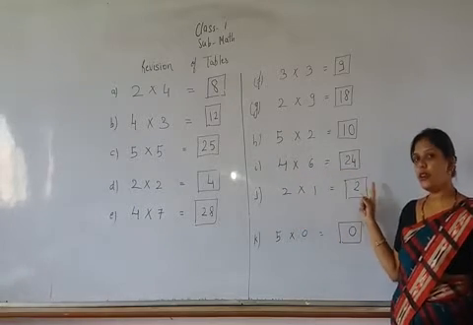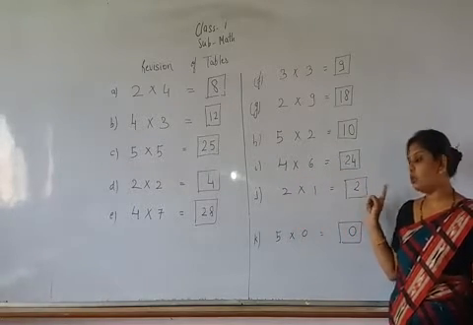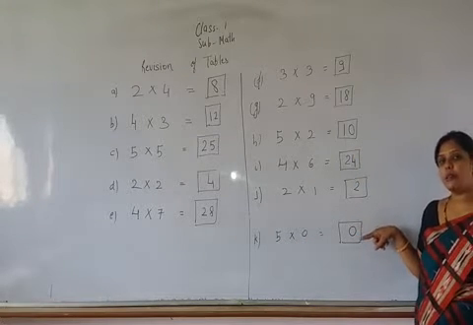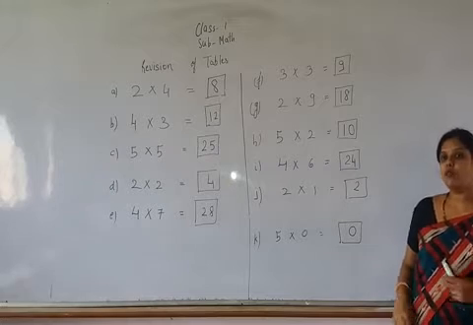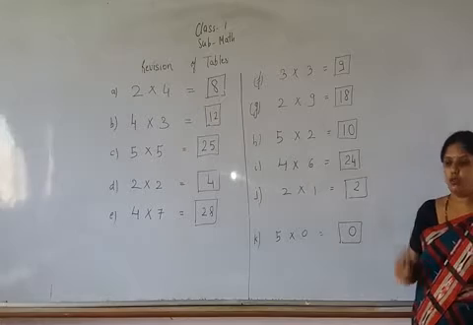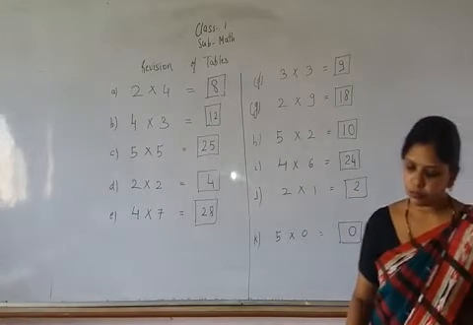2 1s are 2. And last is 5 zeros are 0. That means if we multiply any number by 0, we will get the answer 0. So 5 into 0 is 0. So copy it fast.